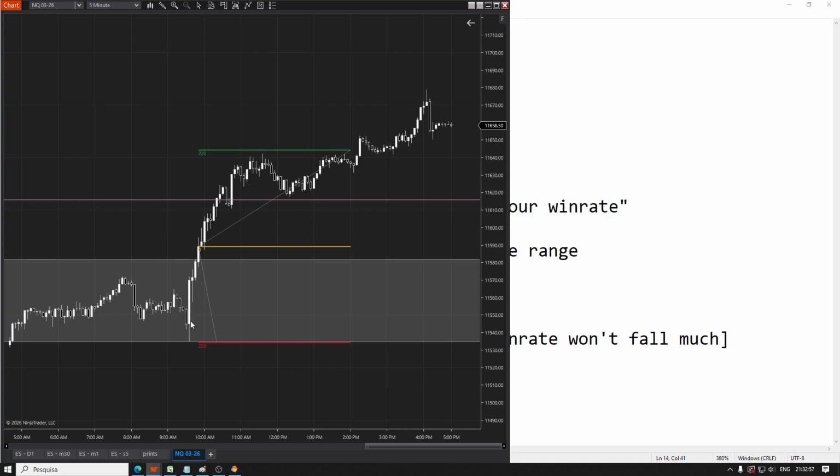And in this example, we can see there's the range. This candle here, this 5-minute candle, closes above. So we enter here, our stop goes 1 tick below the range here, and then we have a 1R.